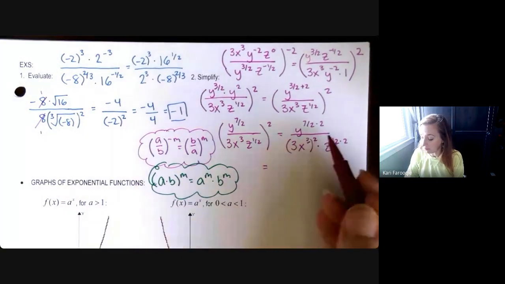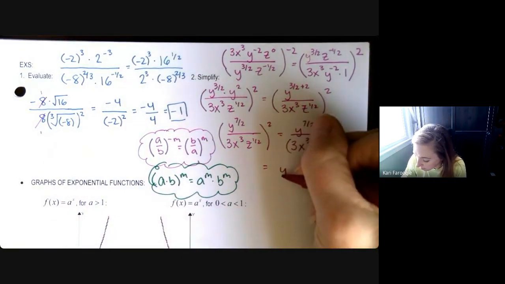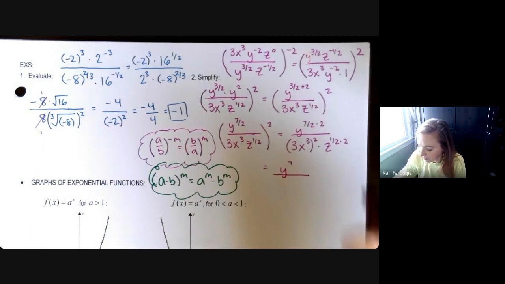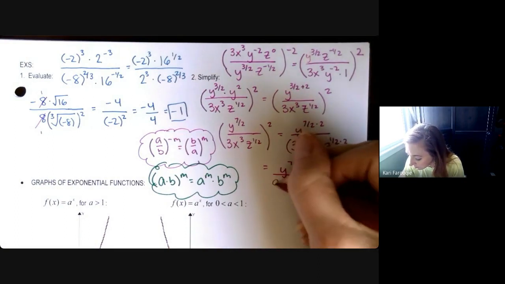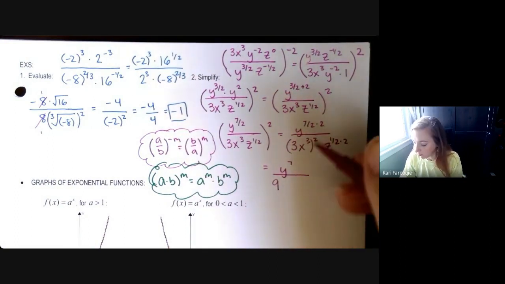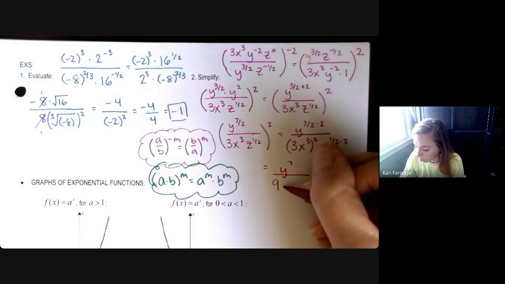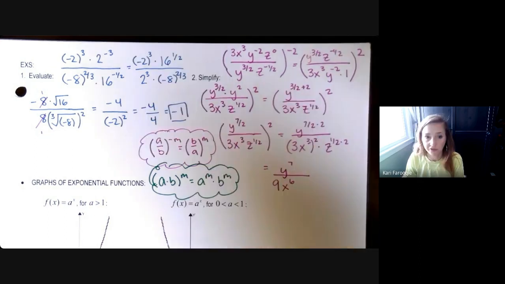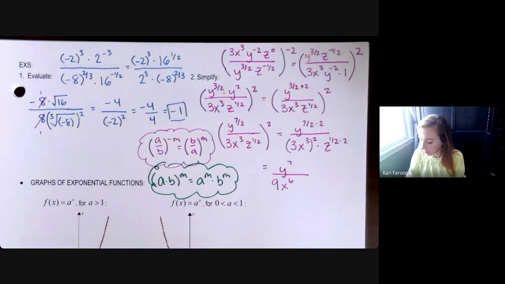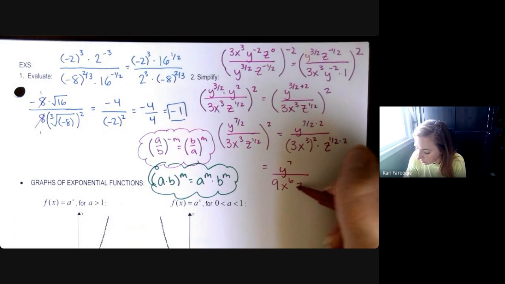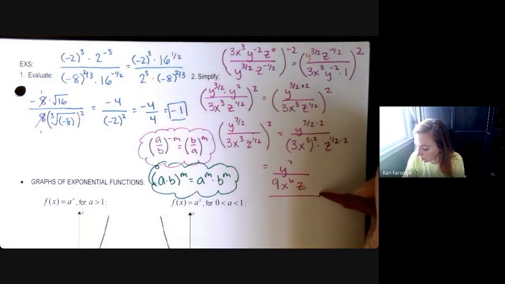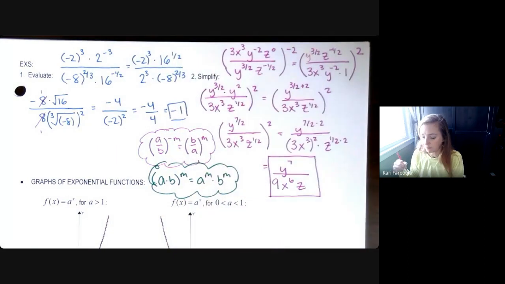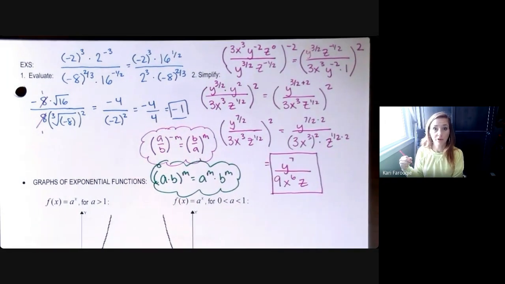So 7/2 times 2 is 7. 3x cubed squared means I'm taking 3x cubed times 3x cubed. So 3 squared is 9. And then for the x's, when I take a power to a power, multiply the powers. So I have 9x to the 6th. And then z to the 1/2 times 2, which is z to the first. And that's what we end up with here for number 2.